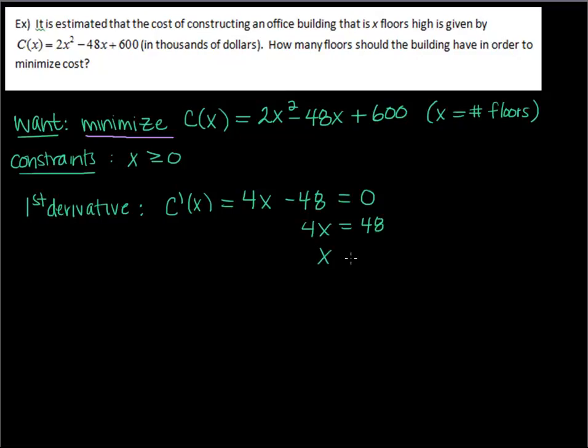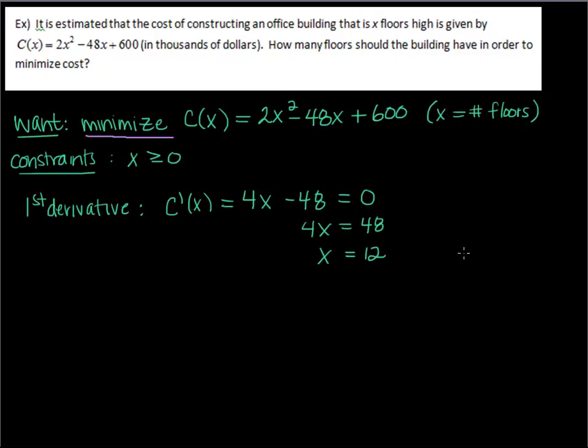So what is my possible critical number here? 12. Remember what x is standing for. It's standing for the number of floors. So it looks to me we only have one critical number. It looks to me like this is going to be our winner. But here's what I need to see you do. You must show me that you know that's a minimum. Now here's how you can show me. You can take the second derivative, plug it in, and show me that it's a minimum.